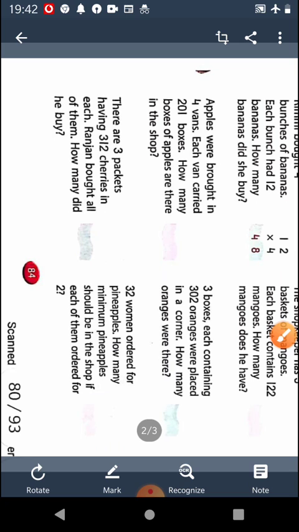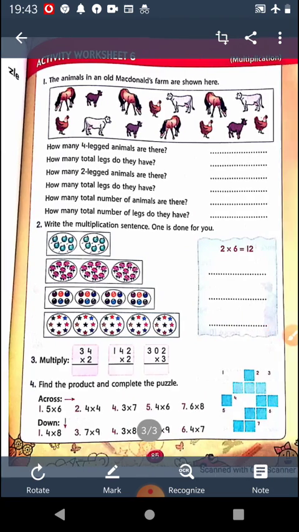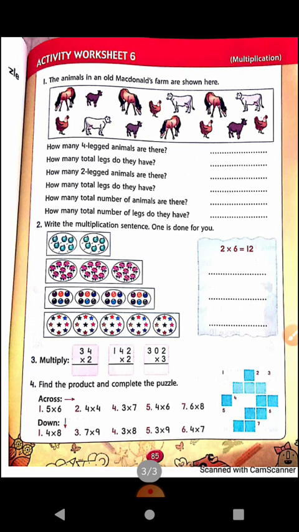Okay. So this is how we solve word problems based on multiplication. If something for one item is given and you have to find for more, then we multiply. Okay. Now next is activity worksheet. Activity worksheet number 6 based on multiplication.